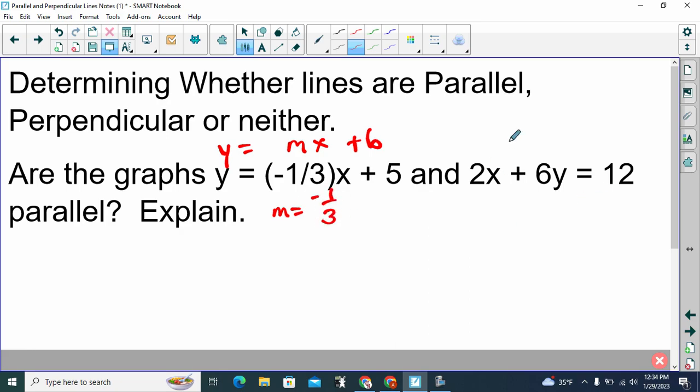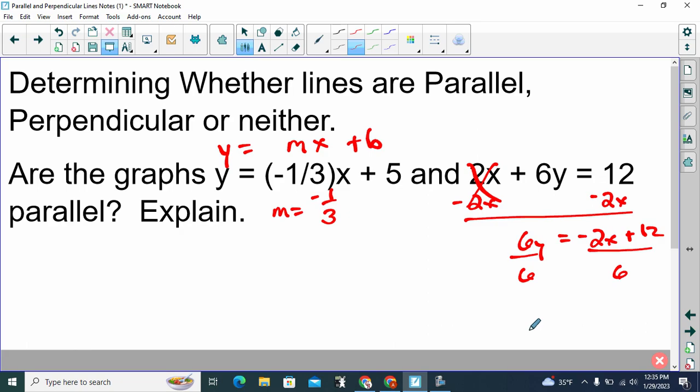This one does not say y equals anything. X and y are on the same side. This is standard form. If it's in standard form, we want to change to slope-intercept form. Subtract 2x from both sides. Negative 2x plus 12. Divide both sides by 6. I get y equals negative divided by positive, that's negative 2 over 6 x plus 12 divided by 6.